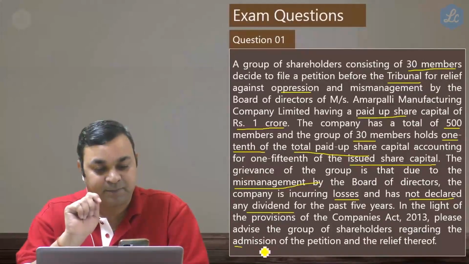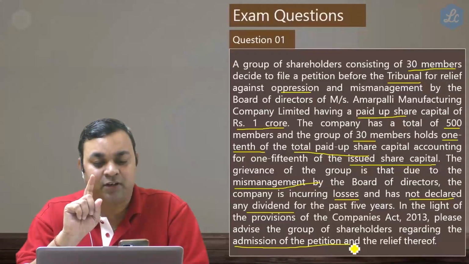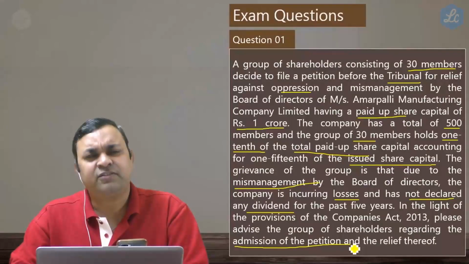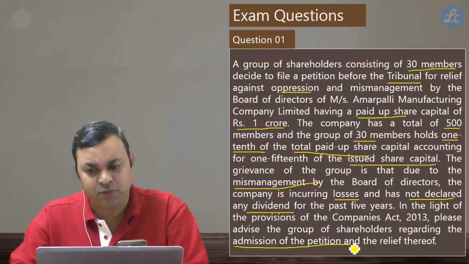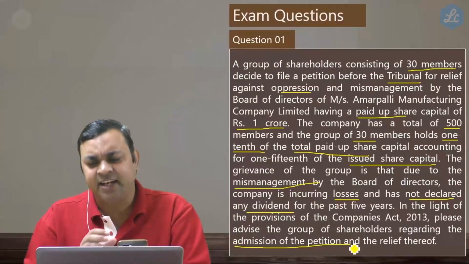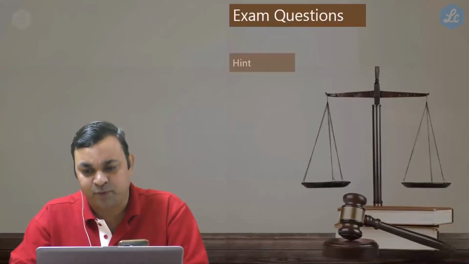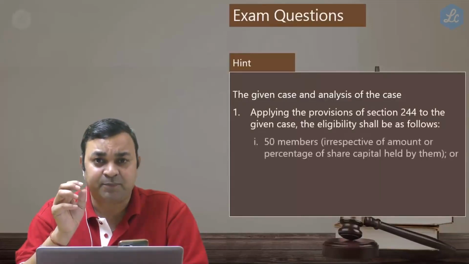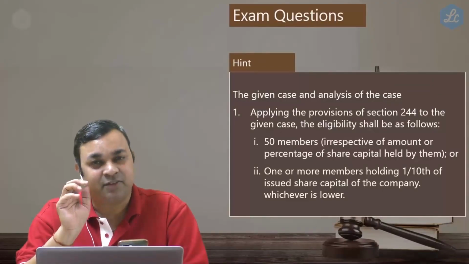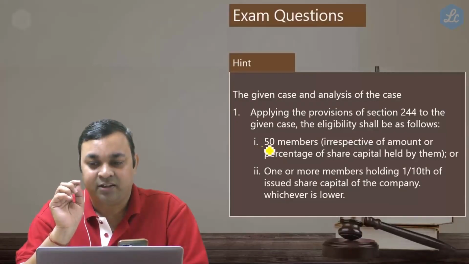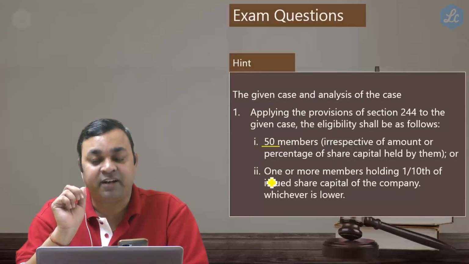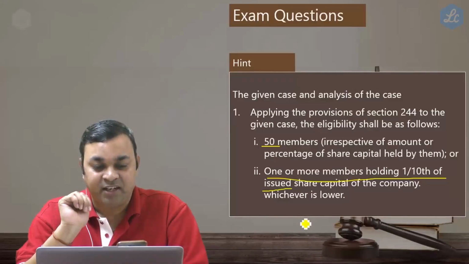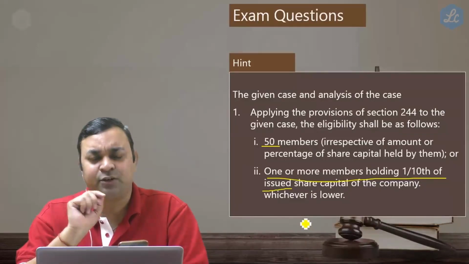Now remember one thing, 1/5 of the issued share capital, and they have 30 members who applied. So first we will calculate the part in section 244. In the next slide there is a hint provision which prescribes section 244. Under 244, we require 50 members to make an application. In the question only 30 members are eligible, so we did not fulfill that condition. One or more members holding 1/10 of the issued share capital, so we are not in a position to fulfill both the conditions.